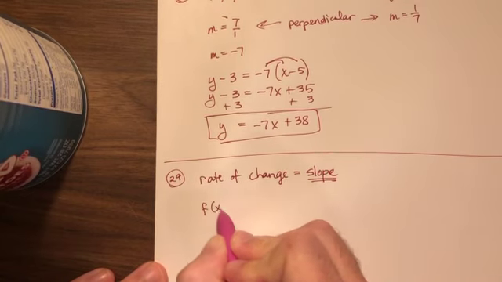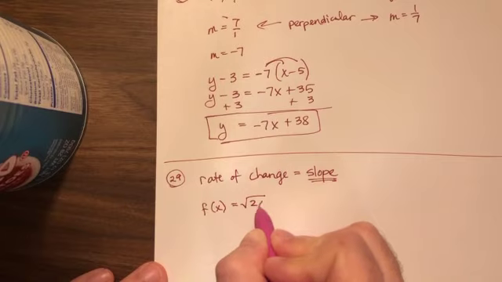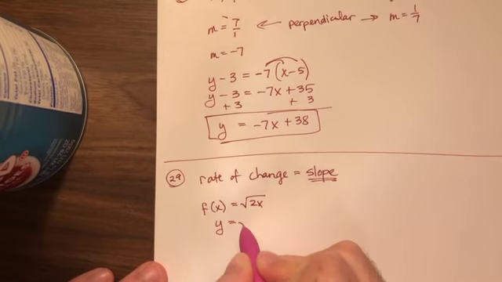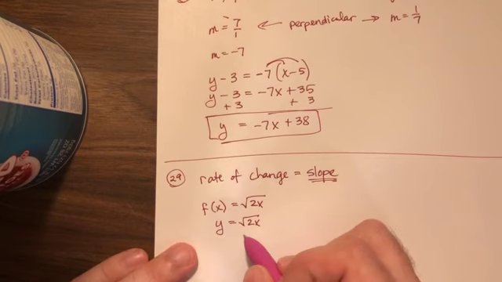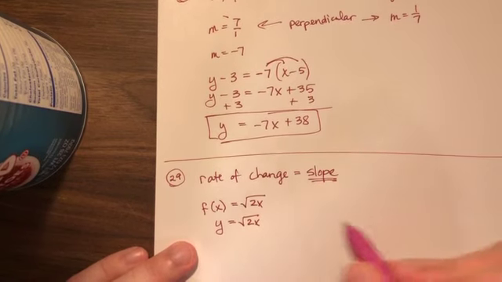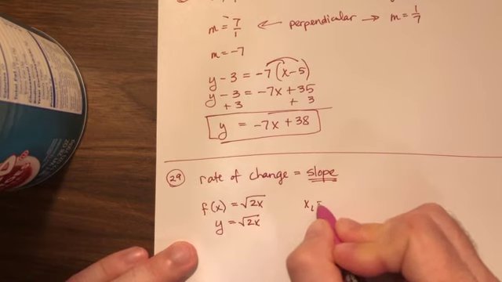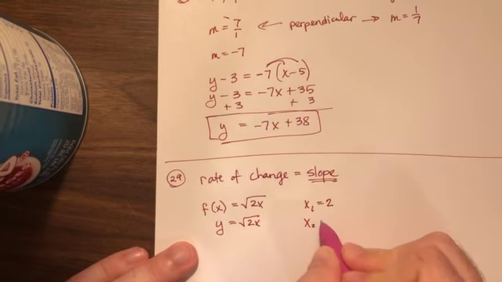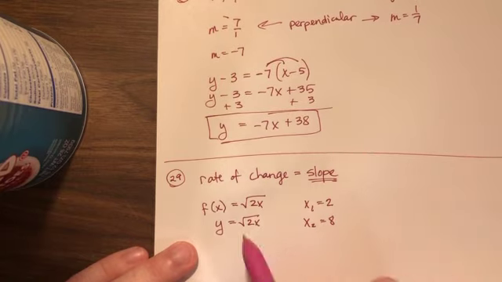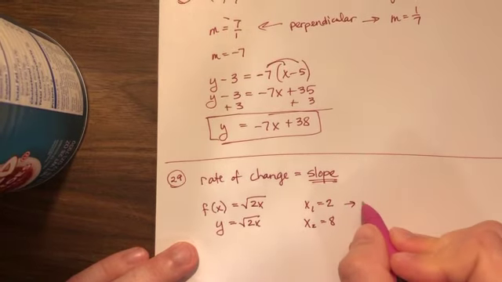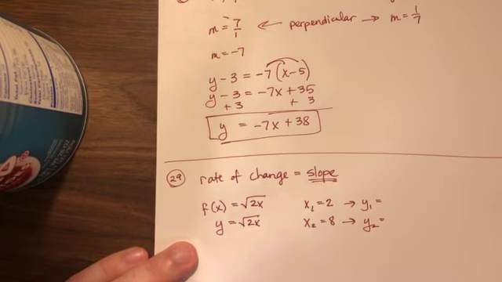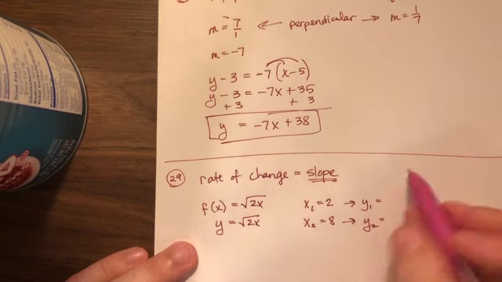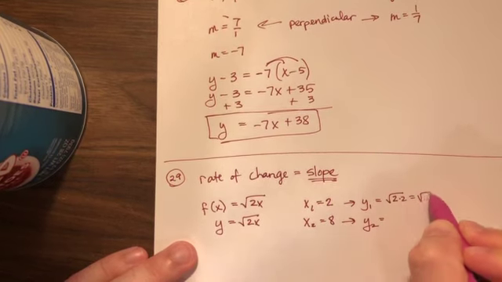They have f of x equal to the square root of 2x, right? So this is another way of saying y equals the square root of 2x as a function. Now this isn't a line, this is a curve. And we haven't talked about graphing curves, but the idea is that x1 is 2 and x2 is 8, that's what they give us. We want to find the y1 that goes with 2, and we want to find the y2 that goes with 8 by plugging it into this formula. So square root of 2 times 2 is the square root of 4, which is 2.